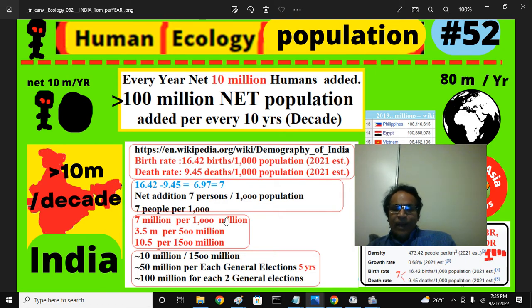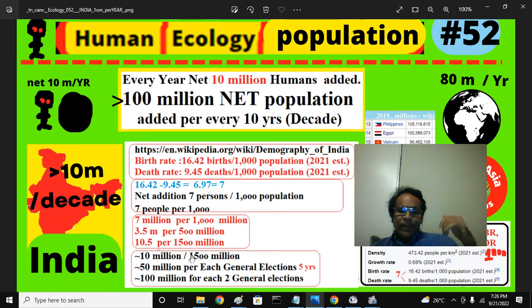Remember, India has around 1,500 million people, a little less than that, but we can round it up. That means this is 7, half of it is 3.5. That means 10.5 million people are added for 1,500 million population. So that's what I rounded here. Every year in India, 10 million people are added.